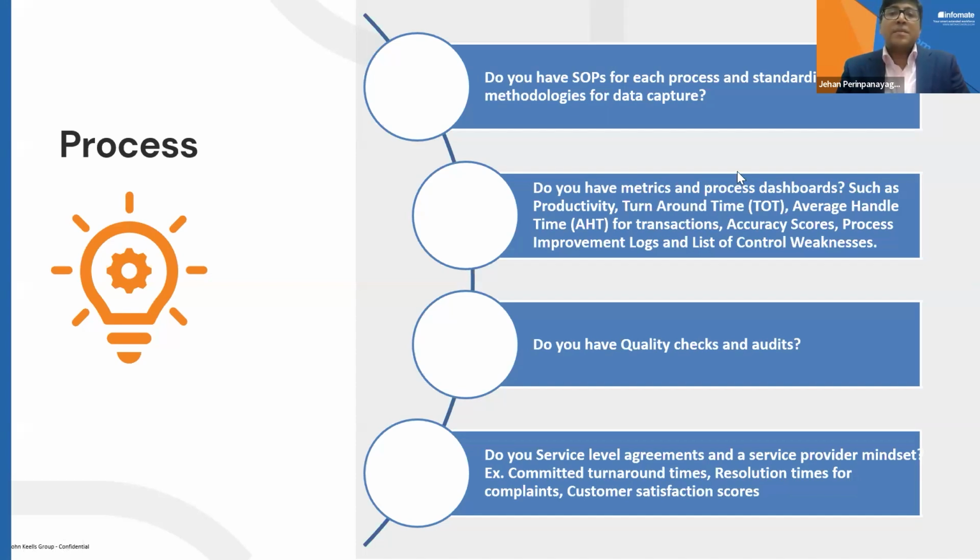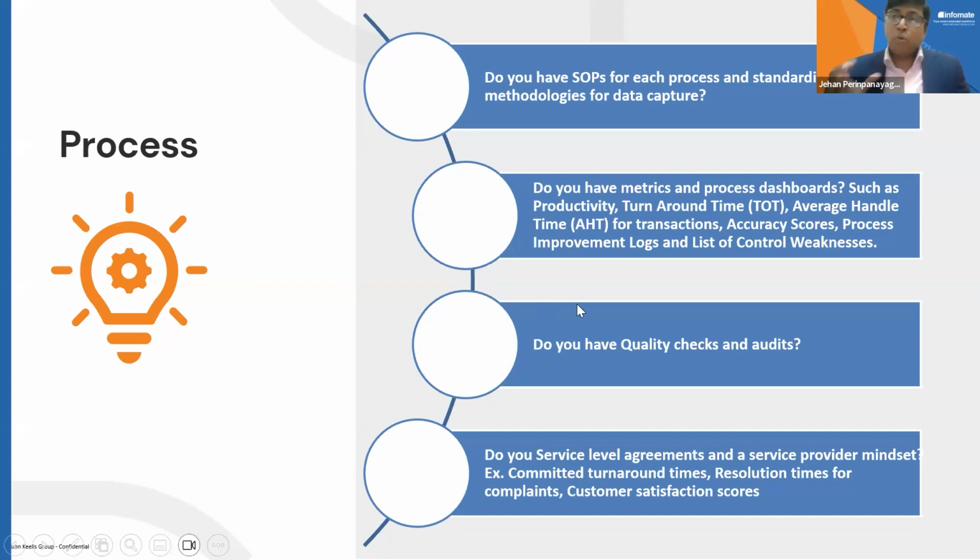Number one is make sure that you have documented your processes. Do you have SOPs for each process? Have you standardized methodologies for data capture? Do you have user guides? Do you have metrics and process dashboards to measure your productivity, turnaround, key metrics? Do you know, for instance, how many supply invoices a person should be doing? Is it 50, 100, or 150? And your user licenses are expensive, so you must know the standards. You must measure this.